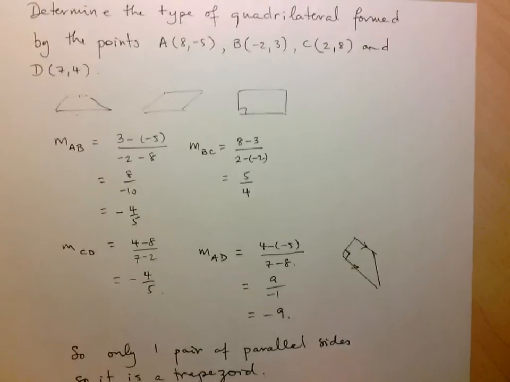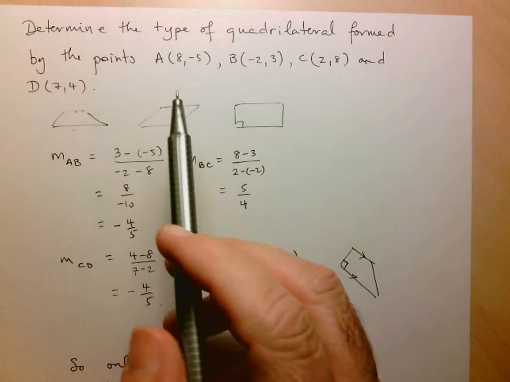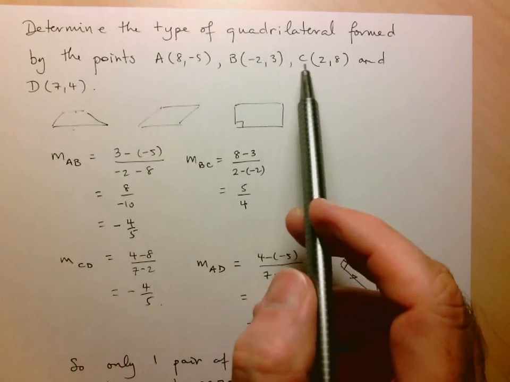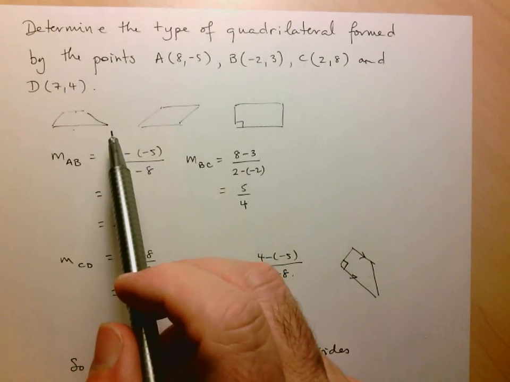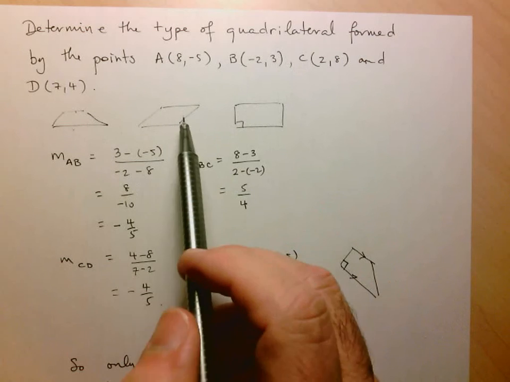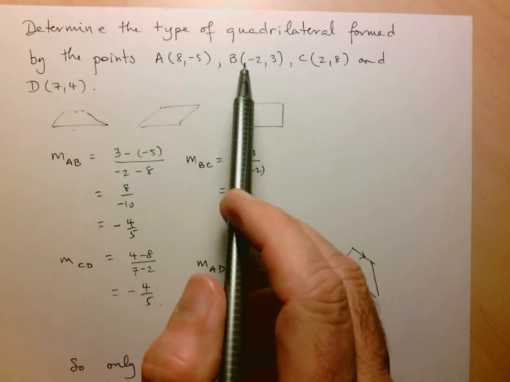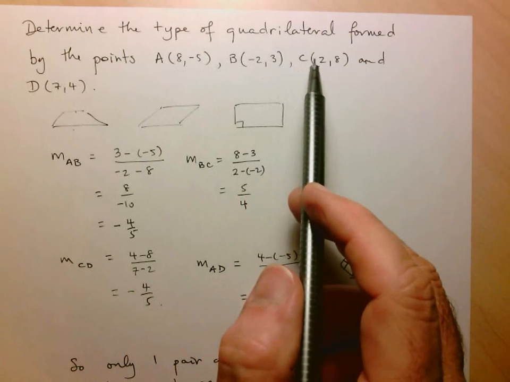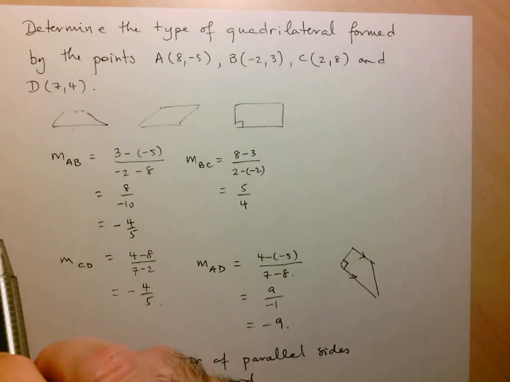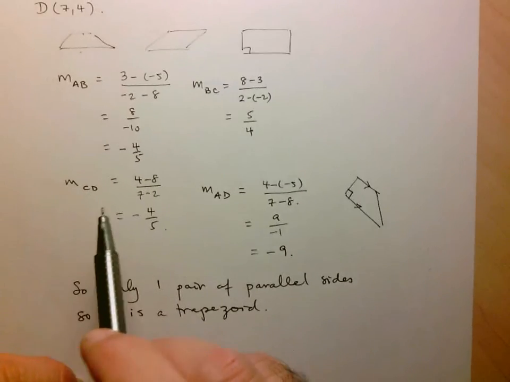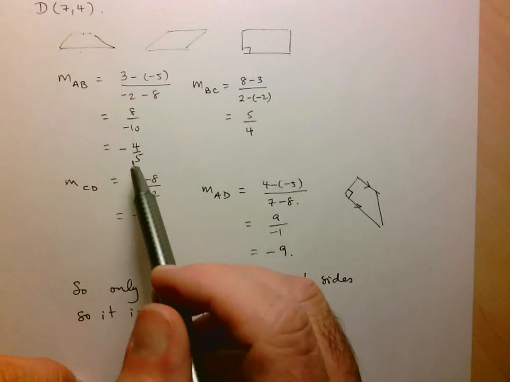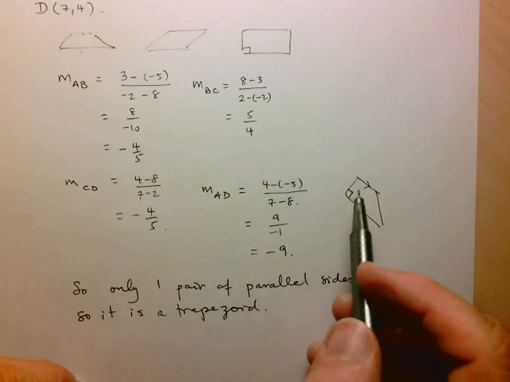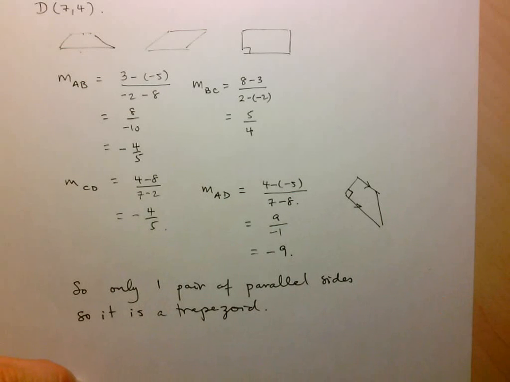Sorry about that. Let's just do a recap. In this case, I had a quadrilateral with four corners, and in order to determine what type of shape it was, I had to find the slopes of the lines joining all the points. In this case, because there was only one pair of parallel sides, it turned out to be a trapezoid. That's it for this one.